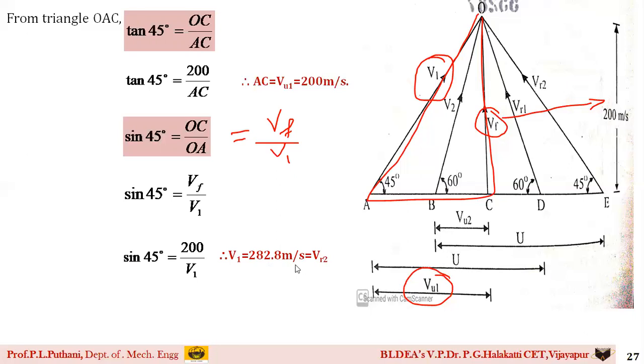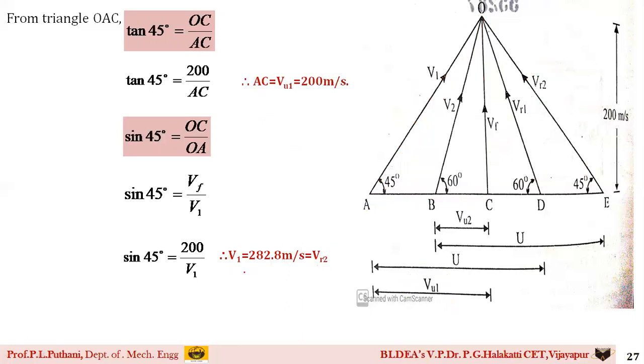As it has been given in the diagram that the angle 45 degree is with respect to which velocity? Relative velocity VR2. So therefore, V1 is equal to 282.8 meters per second, which is equal to VR2, because they are having the same angles.